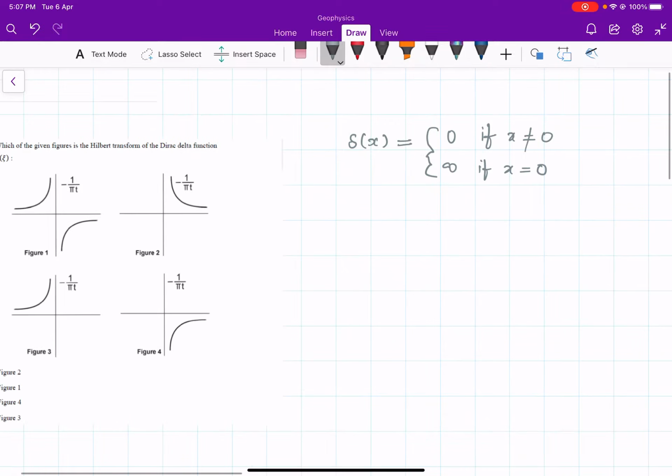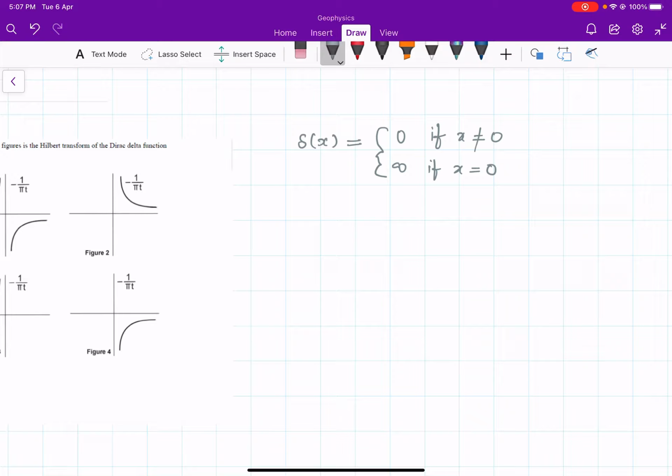So you can write the integral from minus infinity to infinity of δ(x) dx is equal to 1. So the area under the curve is 1 over the range minus infinity to infinity.